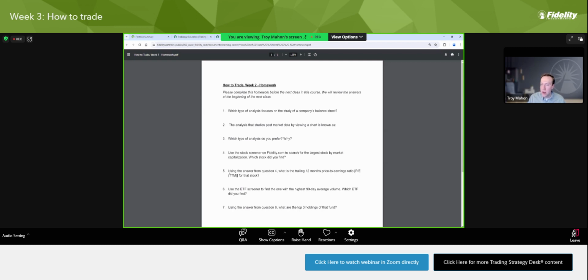But here are a couple of questions surrounding this topic, and it's not multiple choice, so this is more the short answer type of format. Question number one, which type of analysis focuses on the study of a company's balance sheet? A balance sheet is an accounting financial statement. It's also referred to as a statement of financial position.